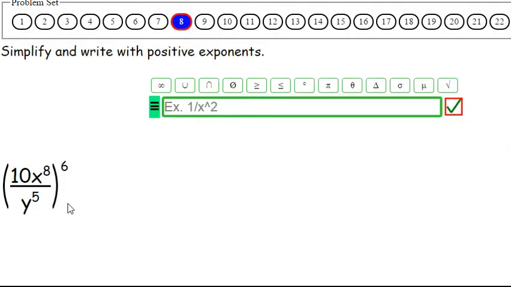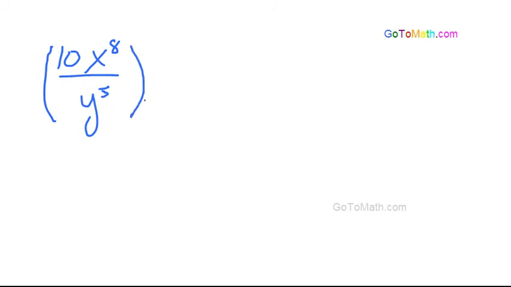So things are starting to get a little bit more complicated. Slightly. We have 10x to the 8th, y to the 5th, and it's all raised to the 6th power. Actually it's x to the 8th over y to the 5th, and it's all raised to the 6th power.